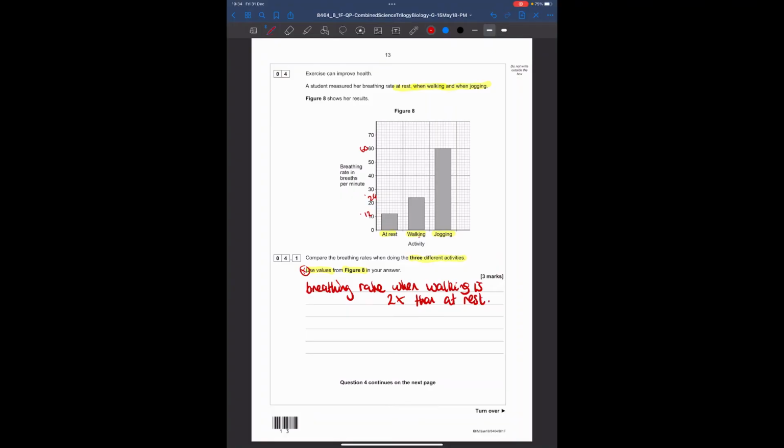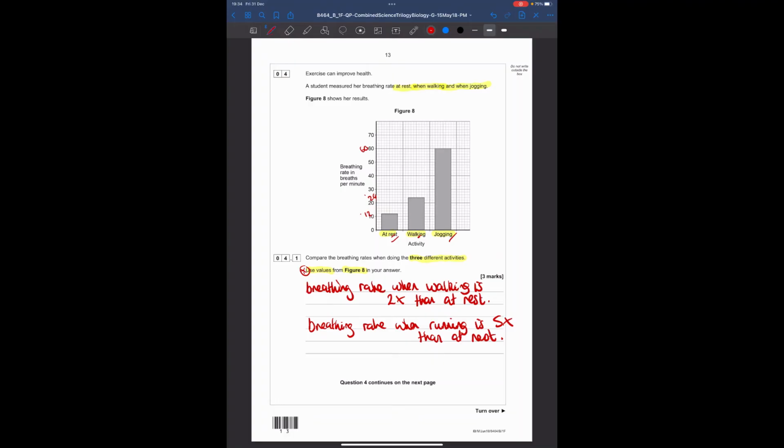Okay, so we've compared rest with walking, and then we can compare rest with jogging. Now I can work out how many times 12 goes into 60, which is 5. So we can say, as point number 2, our breathing rate when jogging is 5 times that at rest.